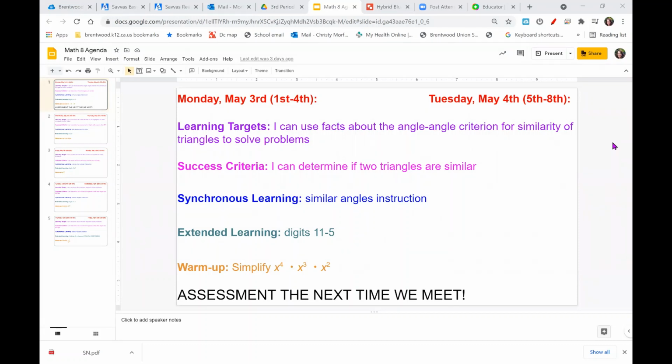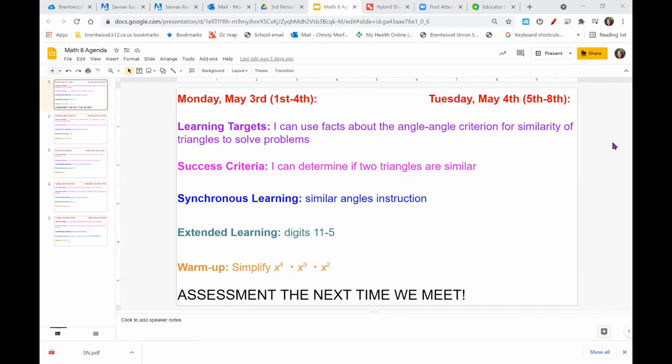So today's our last day of the triangles that we've been working with and all the geometry that we have been doing. Today, your learning target is to use facts about the angle criterion for similarity. I know that sounds weird. Maybe you don't know what any of those words mean, but I will describe it in a little bit. So we're moving on to something called similarity of triangles. It's not as difficult as it sounds.